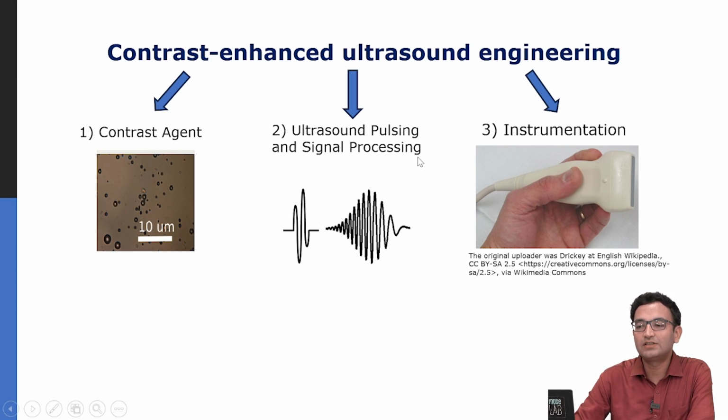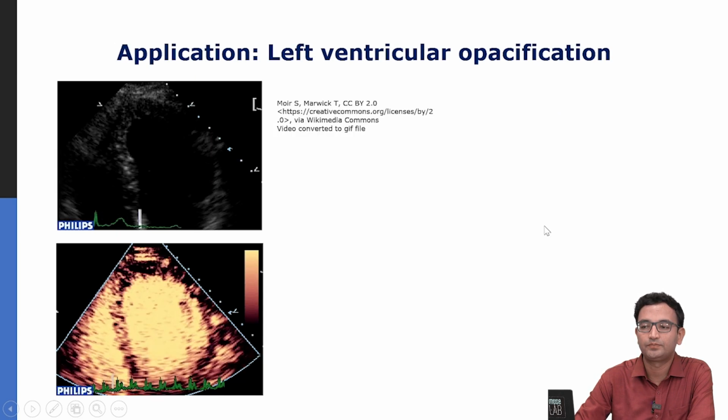Similarly, there is ultrasound pulsing and signal processing. What kind of pulses you are using to excite these microbubble contrast agents? What would be the acoustic pressure? How you would match the resonance frequency, etc. These are things which fall in the domain of pulsing and signal processing. Similarly, there are instrumentation aspects to it. What kind of instrumentation, which is slightly different from the traditional ultrasound, would be needed to optimize the performance of contrast enhanced ultrasound imaging? These are some aspects that can be looked at and are active areas of research.